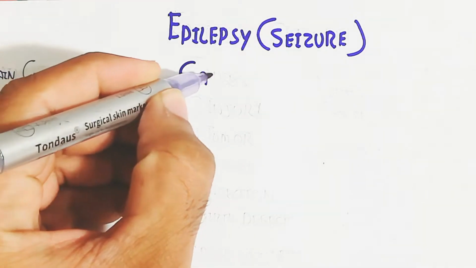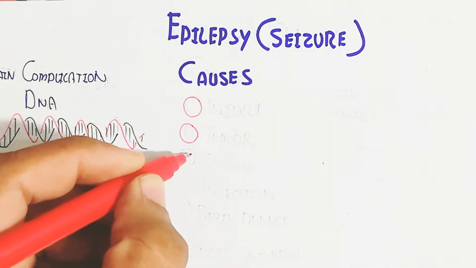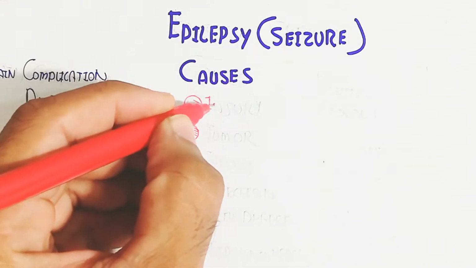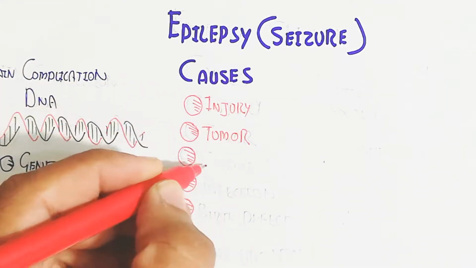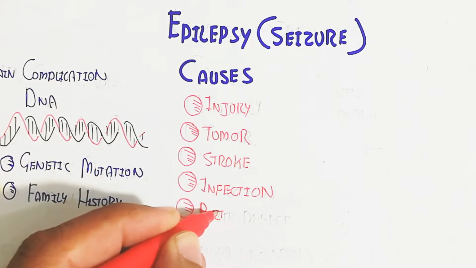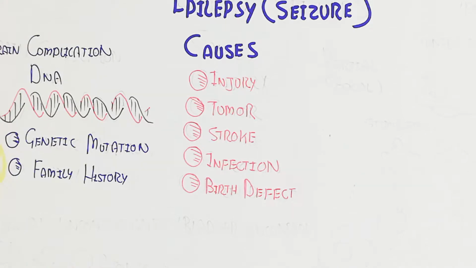On the other hand, epilepsy can occur due to causes such as injury in the brain, tumor, stroke, infection, and birth defect. So early age is also involved.